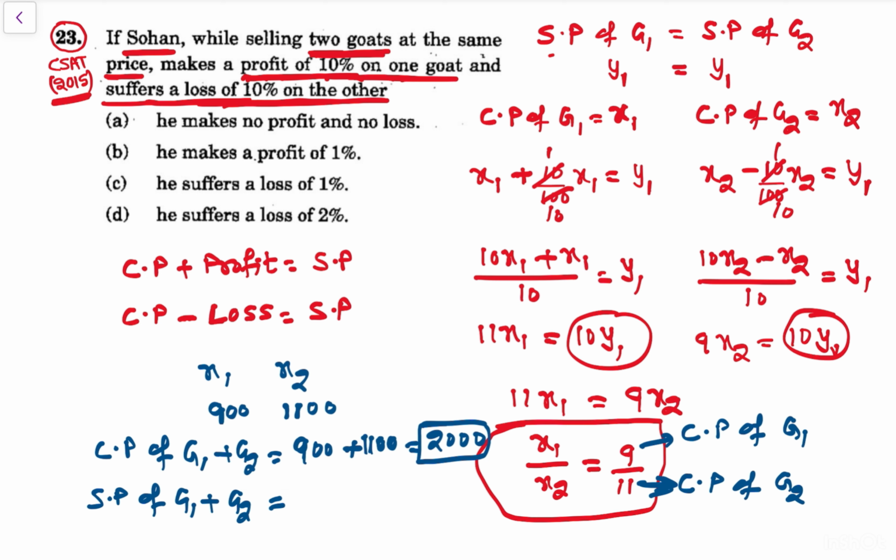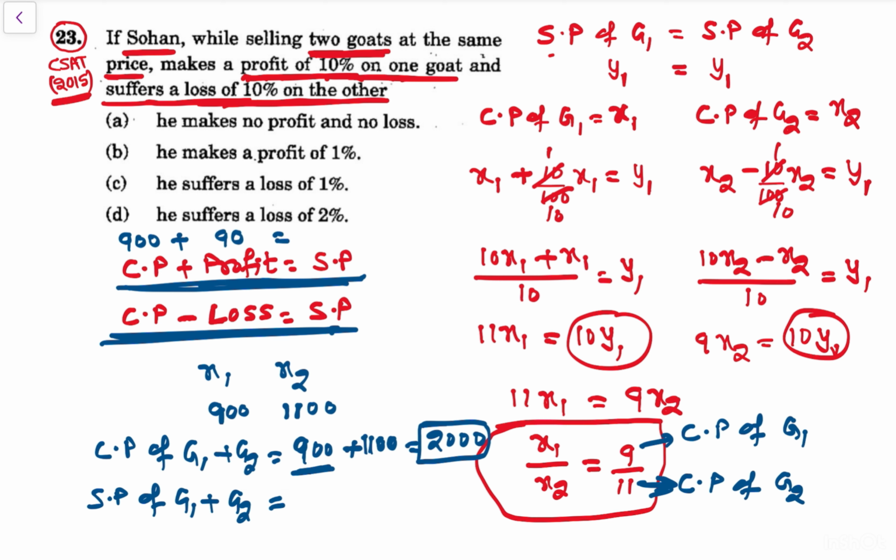900 plus 1100. Now we know, cost price plus profit is equal to SP, and cost price minus loss is equal to SP. For goat 1, the cost is 900, plus a profit of 10%. 10% of 900 is 90, which is equal to the selling price. So 990 is the selling price of goat 1.